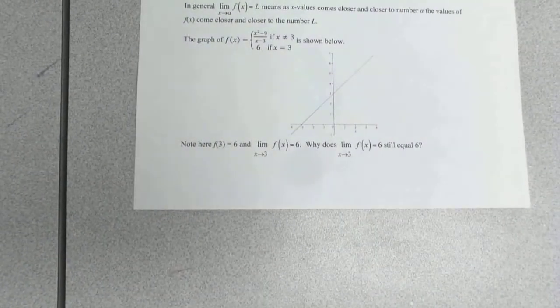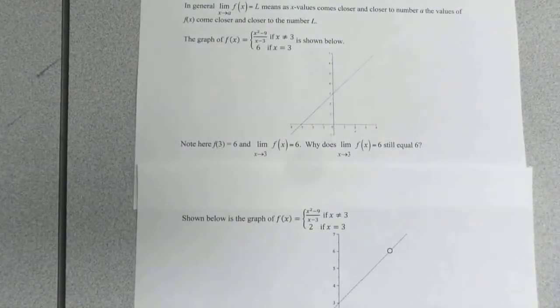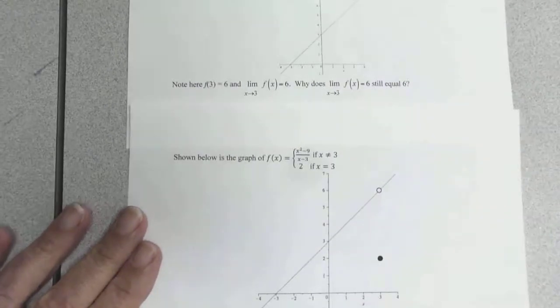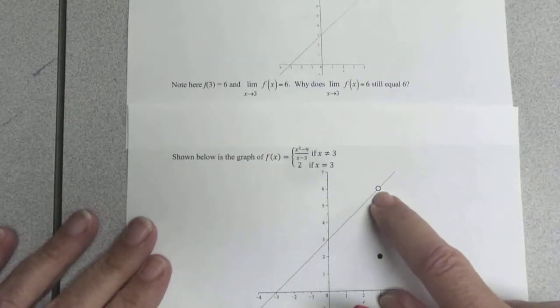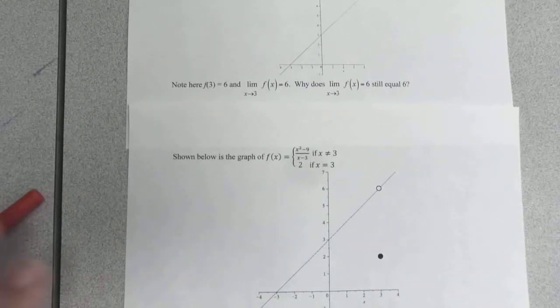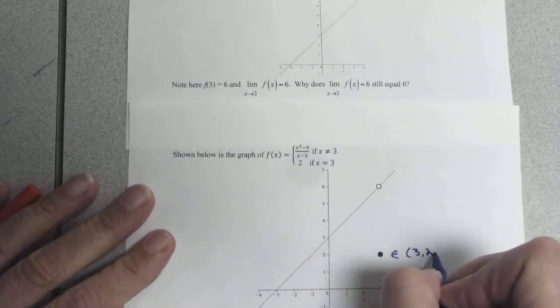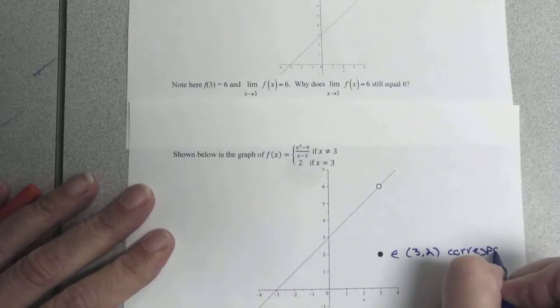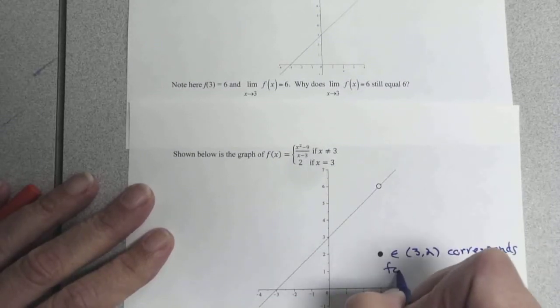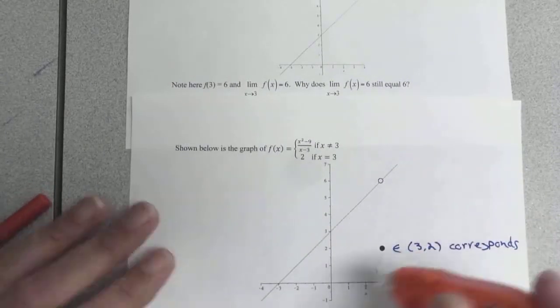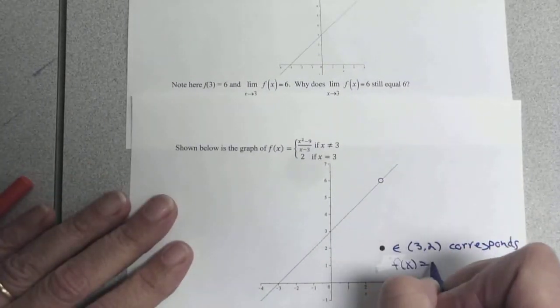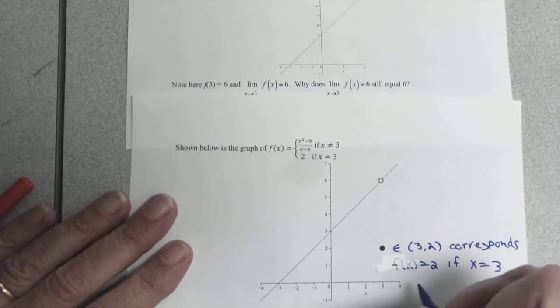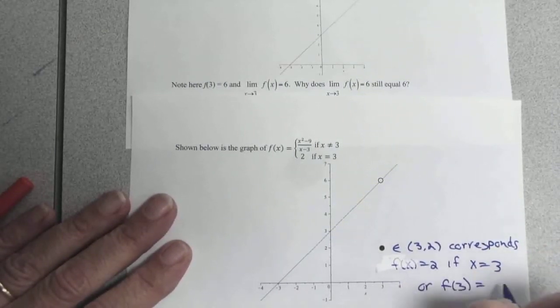Let's change up the function again. So this time, I still have x squared minus 9 over x minus 3 if x is not equal to 3. This time I have it equal to 2 if x equals 3. And so when we see the graph there, the difference this time is that instead of the hole being filled in up there, the hole is down here. This 3, 2 corresponds to f of x equals 2 if x equals 3, or f of 3 equals 2.